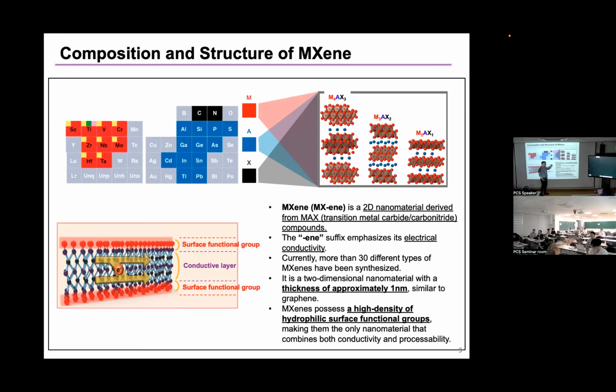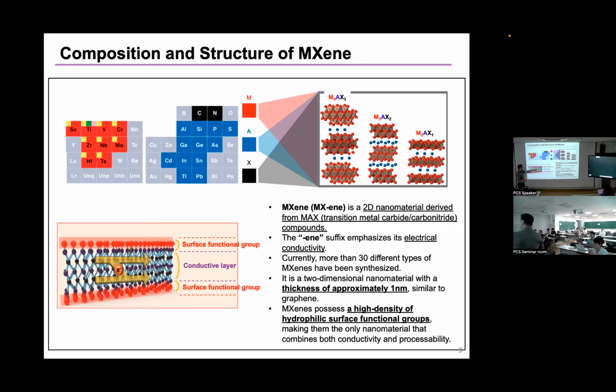We make this MAX compound as the first step, and then by etching the A layer, this compound changes to a 2D material structure by adding surface functional groups to this structure. So MXene is generated from the MAX compound, and we added an "ene" suffix to emphasize its electric conductivity. So MXene is like that.